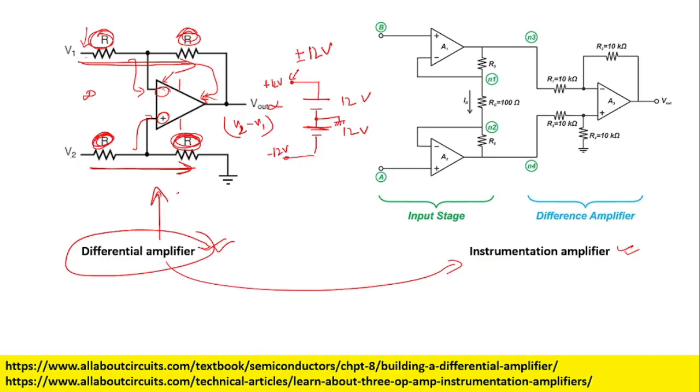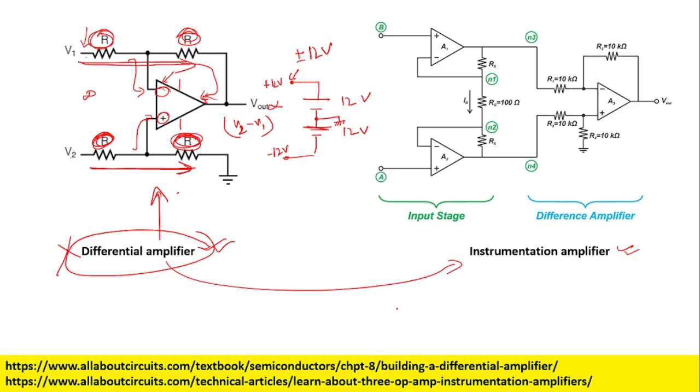आपने क्लास 11 12 में भी पढ़ा होगा loading effect. Because of that, what happens? Output voltage drops. Okay, so it is called the loading of the source. Output voltage drops, right? So that is a thing. But we need the differential voltage. That means we cannot use the differential amplifier to measure the biopotential.